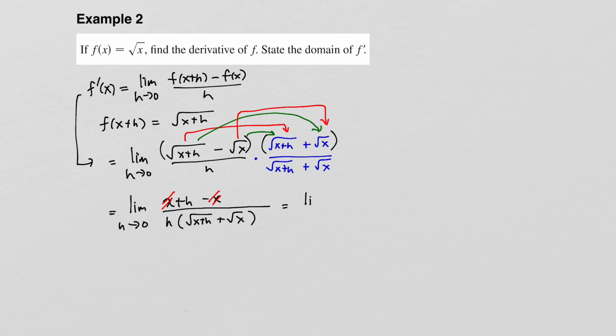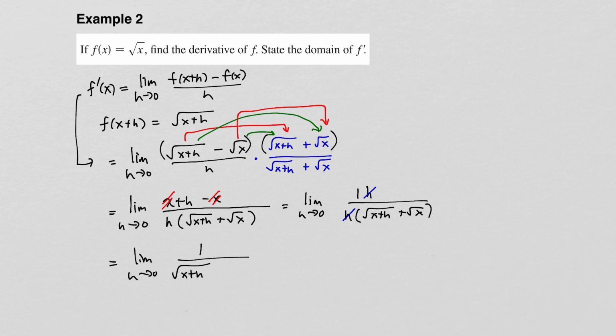And what we have next is the limit as h goes to 0 of h divided by the rest. And now the very important step where the h cancels out. And this becomes the limit as h goes to 0. Don't forget you have a 1 on top, so this is 1 over the square root of x plus h plus the square root of x.